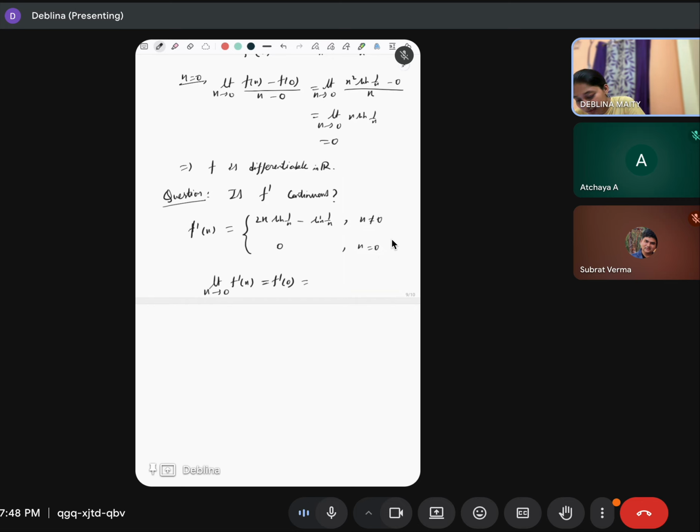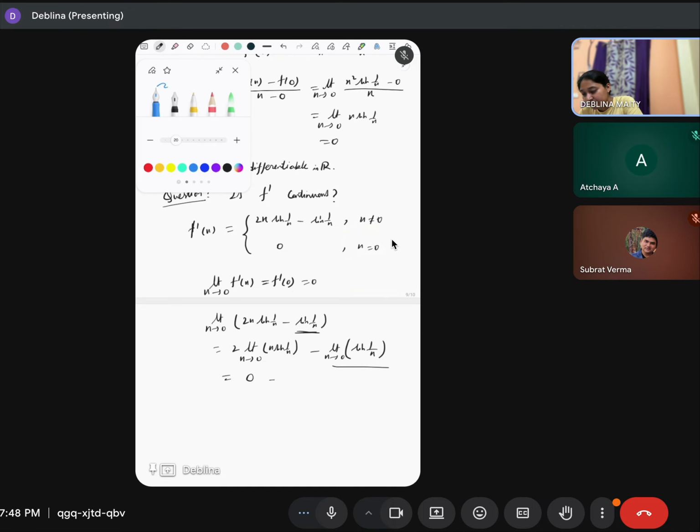So f dash 0 is 0. Now see that limit x goes to 0 of this function, 2x sine 1 by x minus cos 1 by x, does not exist. For this portion, x sine 1 by x will go to 0. So it is limit x goes to 0 of x sine 1 by x minus limit x goes to 0 of sine 1 by x. This will be 0, but this portion, this limit will not exist, because limit x goes to 0 of sine 1 by x does not exist.